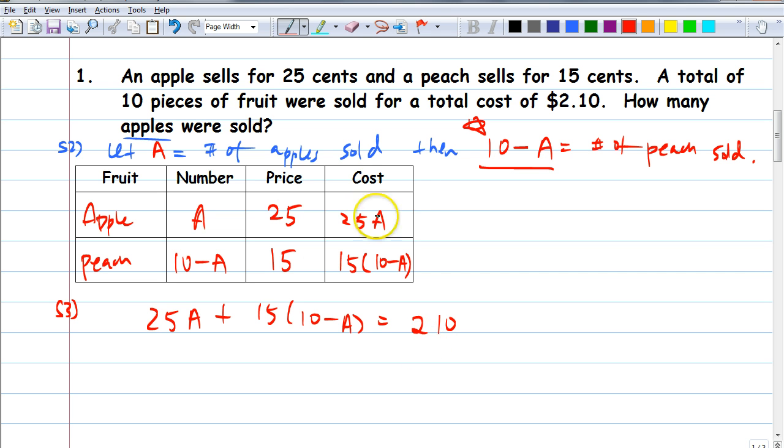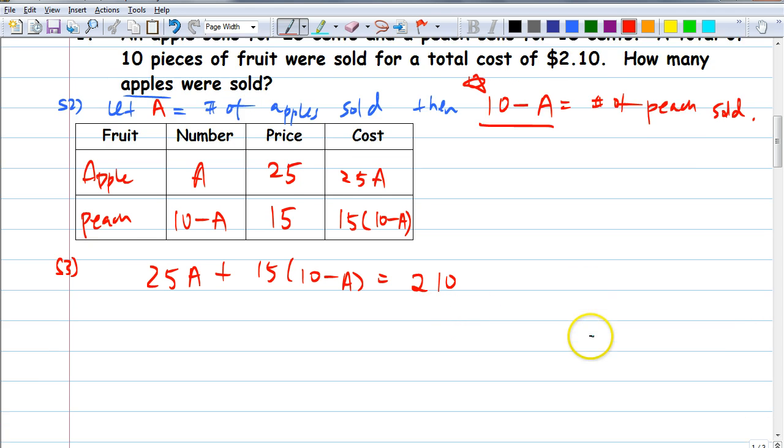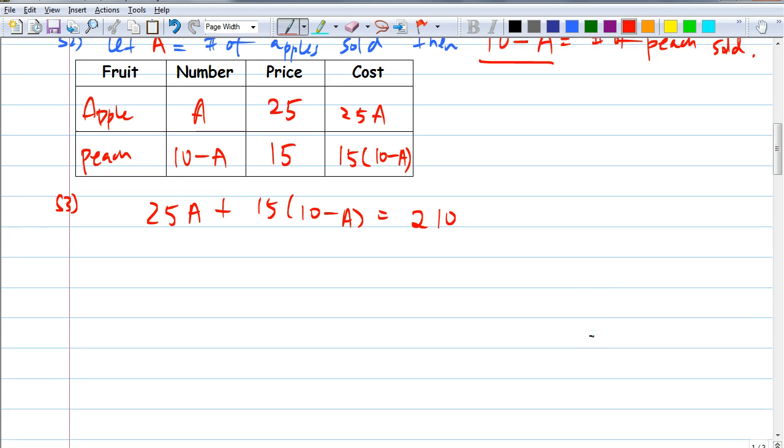Now, as you notice, all you have to do is add. What does this represent? 25A. That represents just the cost for the apples only, plus just the cost of the peaches should give you the total cost. You see how that equation is made? Really simple. Okay, then, of course, do we know how to solve? Yeah, go ahead, everybody try. It should be easy enough.